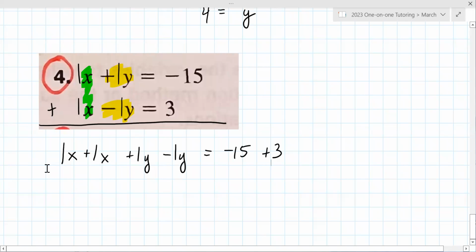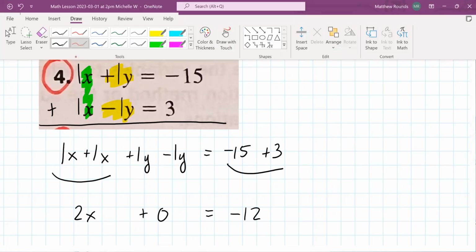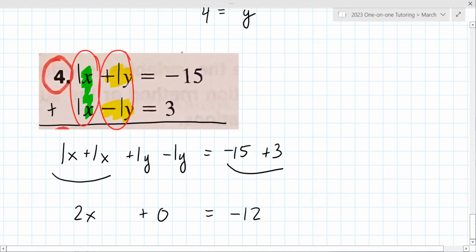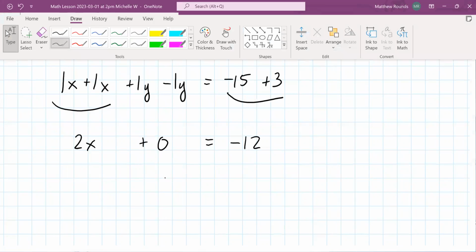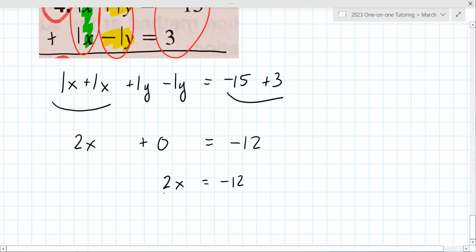And so you're combining like terms, which is 2x plus 0 equals -12. But what most students do is they like to look at these in sort of columns here, this one, and then this third one. Simple enough. So now what's nice here is that since y is gone, you can quickly solve for x. Divide by 2, x equals -6.